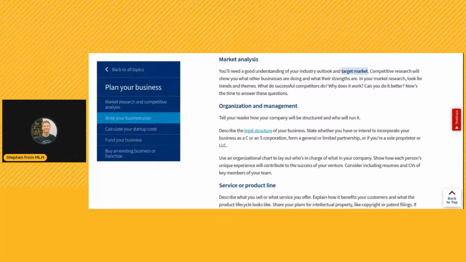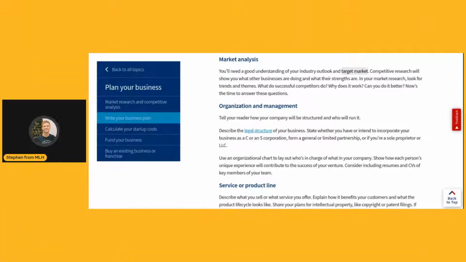And the other part of the sentence says a target market. Does anybody know what a target market refers to in this sense?